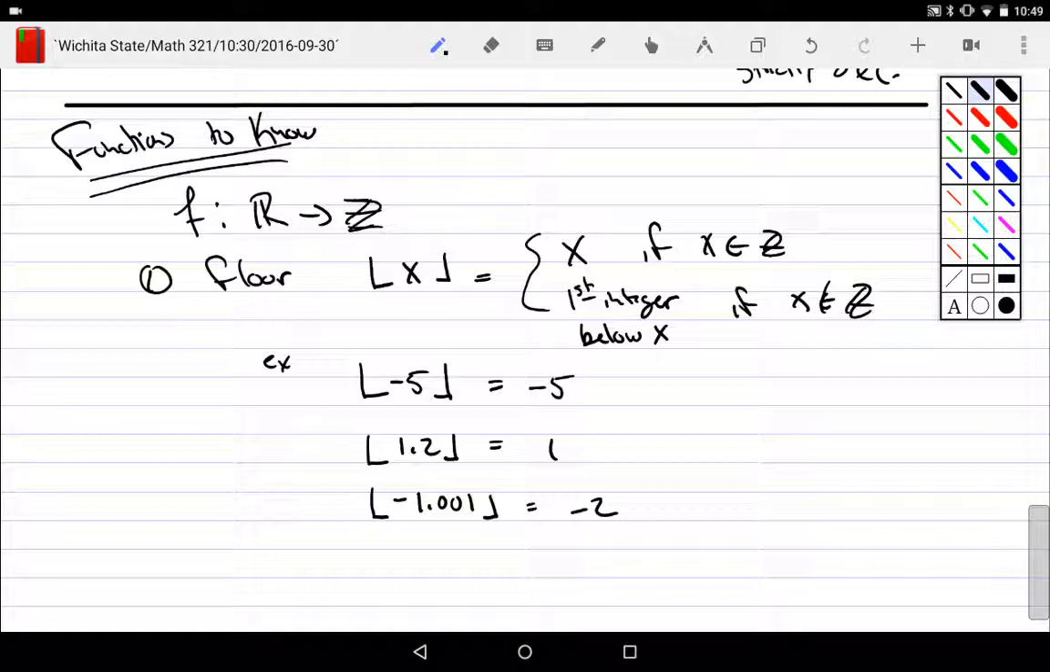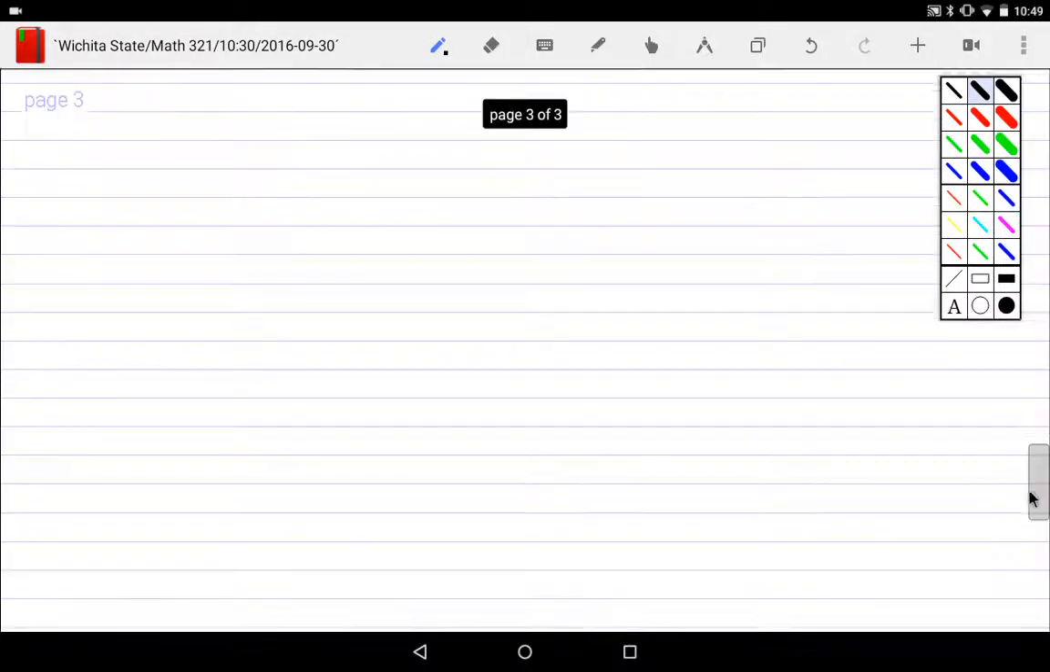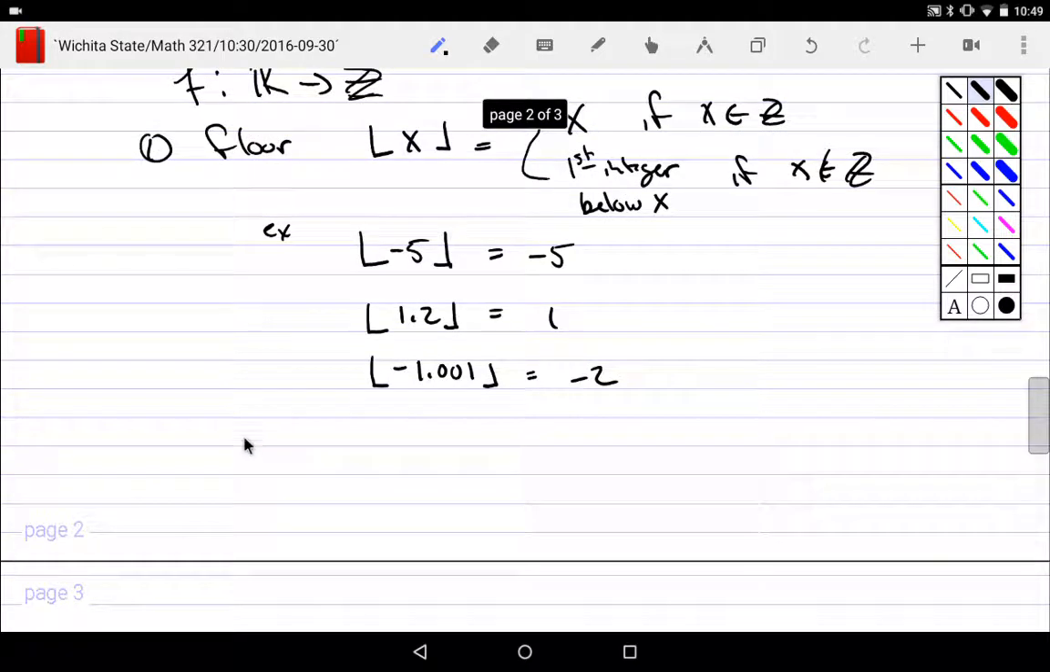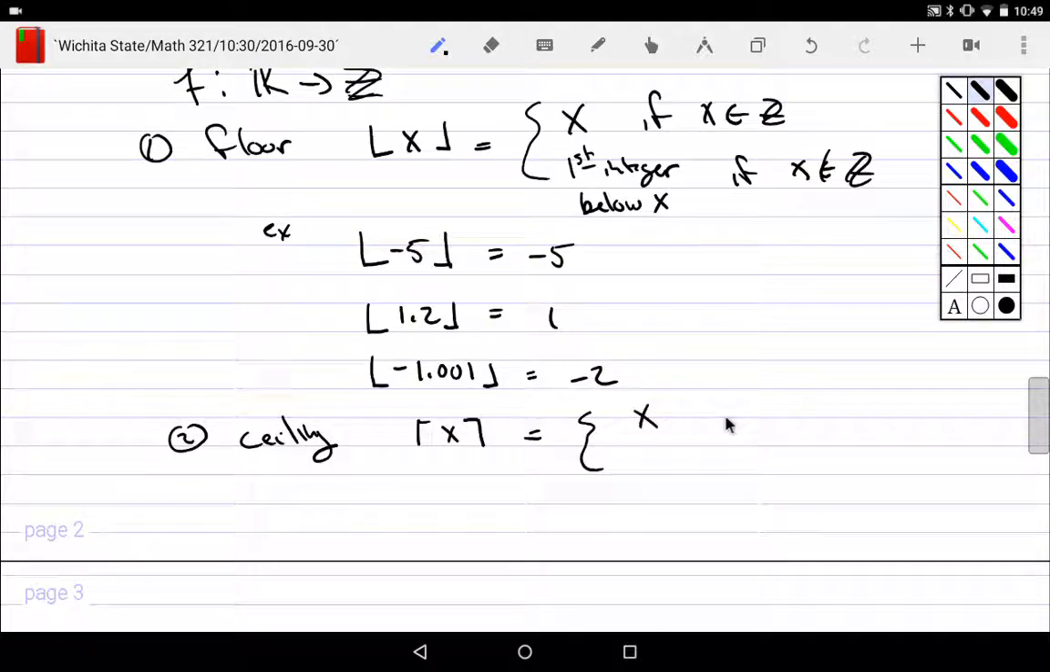Why do we have floor functions? Because we want to turn reals into ints on a regular basis. Another function that we use a lot, instead of the floor, is the ceiling. The ceiling function essentially goes the other way. If x is an int, it just simply leaves it alone. On the other hand, it's the first integer above x if x is not an integer.